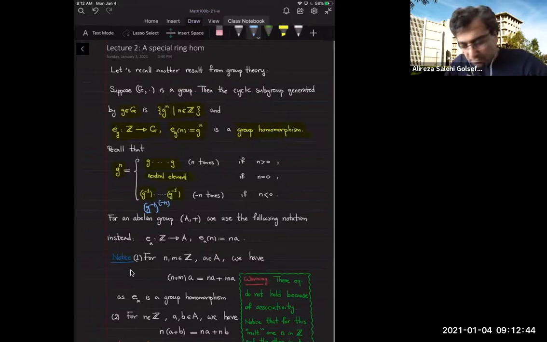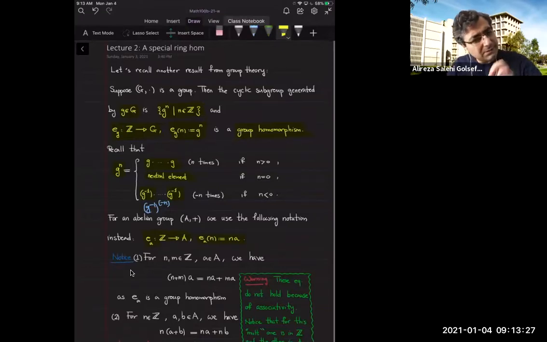So let's write down this group homomorphism in an abelian group with operation plus. In that setting, instead of writing G to the n, we often write n times a. So the group homomorphism that we have up there in the additive notation is written like this. It is a group homomorphism, again from integers to our abelian group A, and starting with any element small a inside this abelian group, we can get this group homomorphism that's simply multiplying an integer by a.